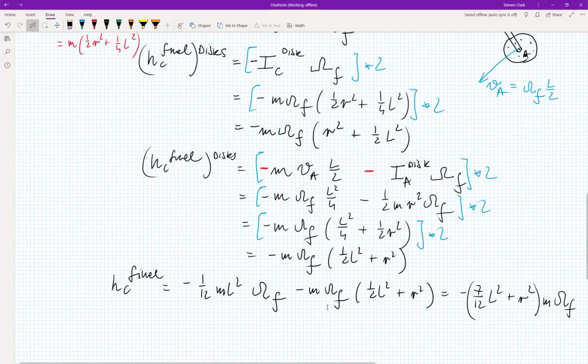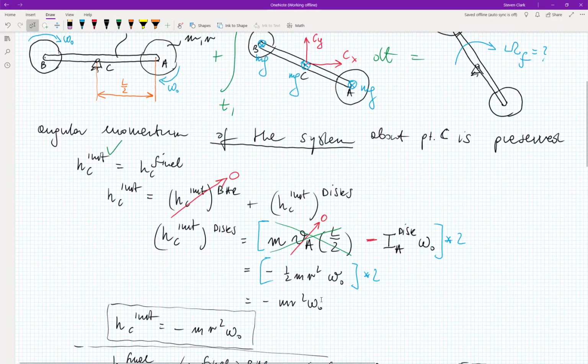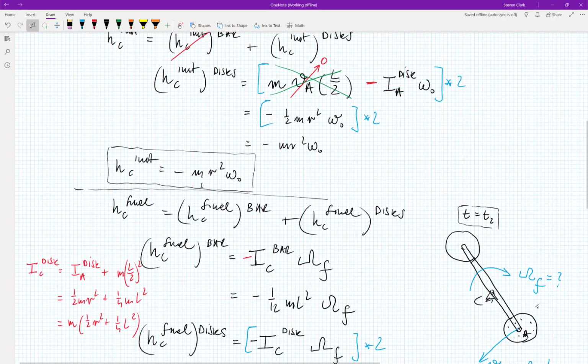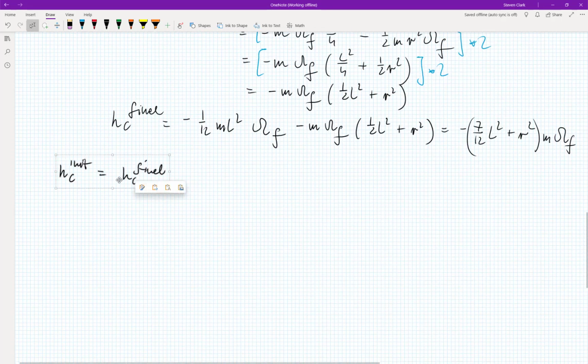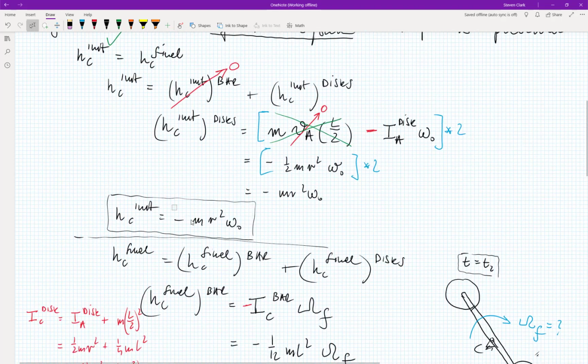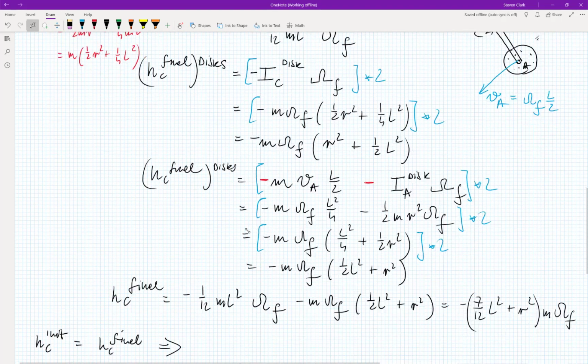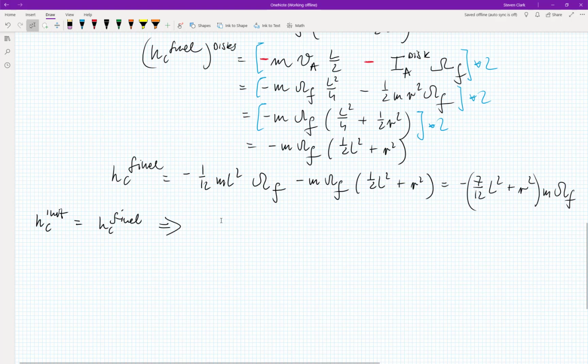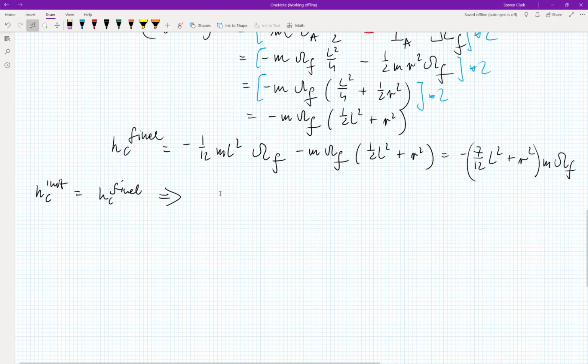Okay, so we found H initial, we found H final. So now let's equal them to each other. So what was the first one? The first one is here, I believe. This is our H initial. And this is equal to what we just found.